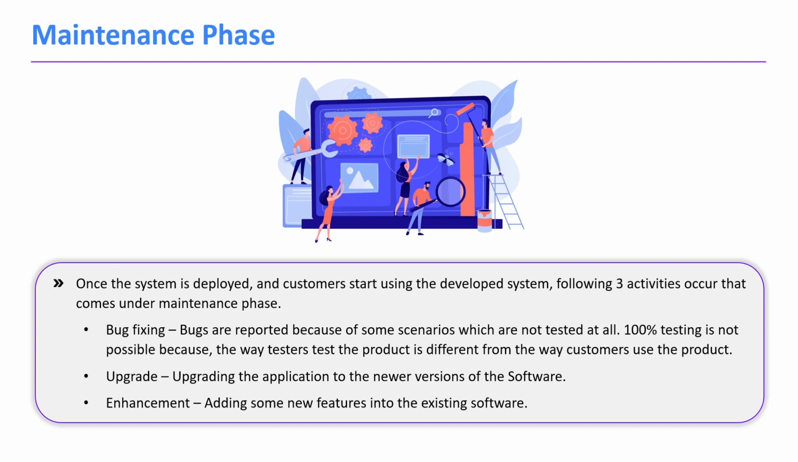Upgrading the application to a newer version of the software. This activity also comes under the maintenance phase. And third is adding some new features into the existing software. So all these three activities come under the maintenance phase.